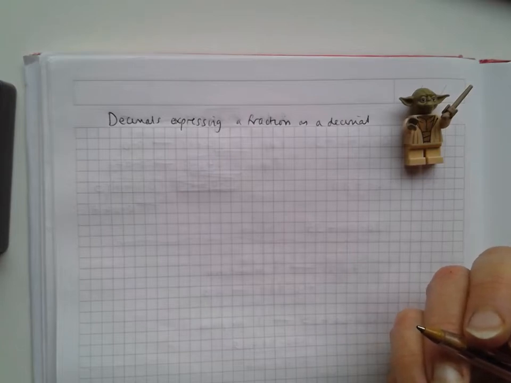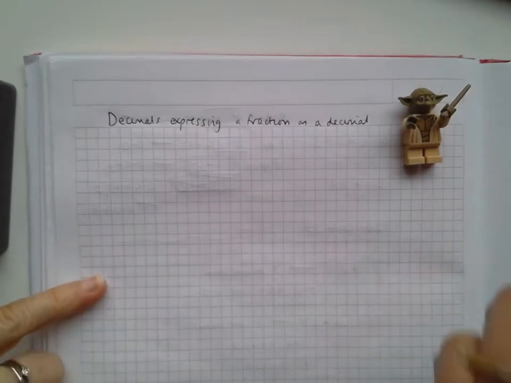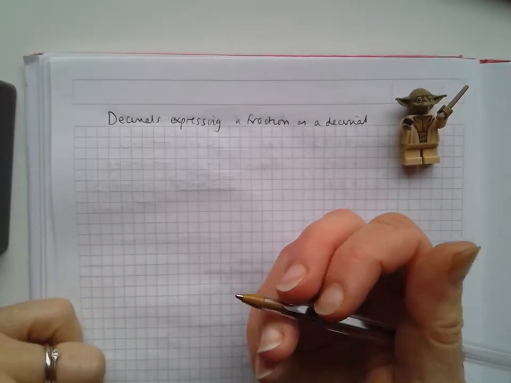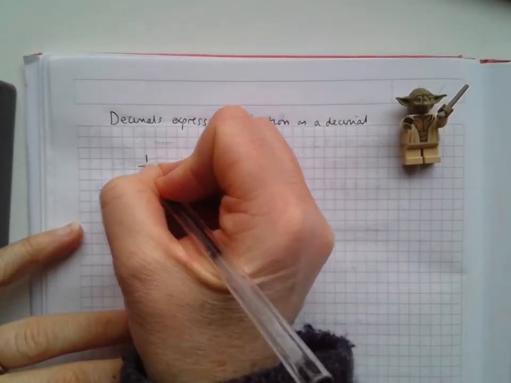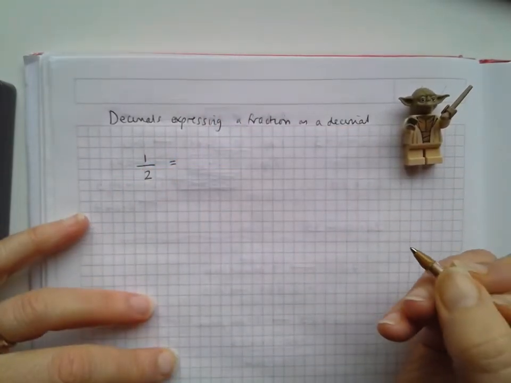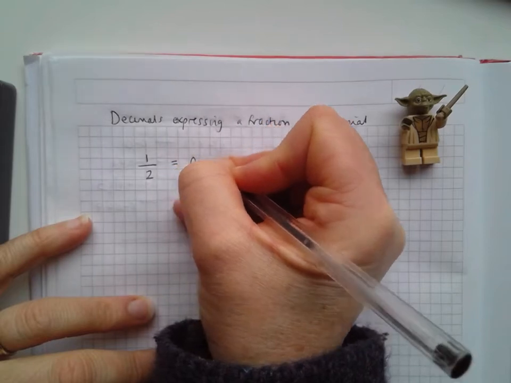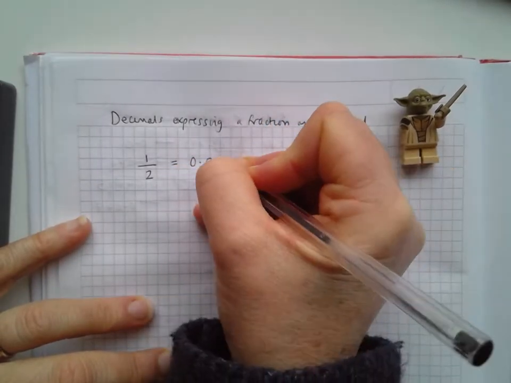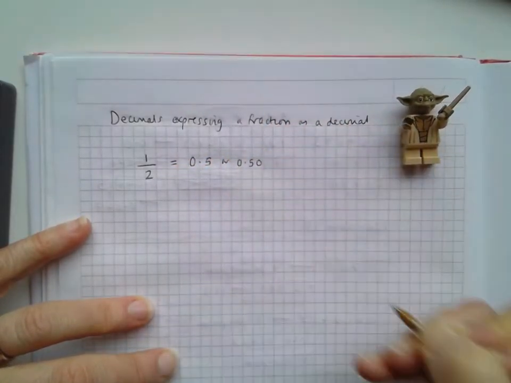So we're continuing our videos on decimals. Today we're looking at expressing a fraction as a decimal. Well, what do we mean by that? Some of these are going to be really easy because you know them already. For instance, you know that a half, if I was to write that as a decimal, well, half a euro is 50 cents, so a half is 0.5, or we can say 0.50 if we want.